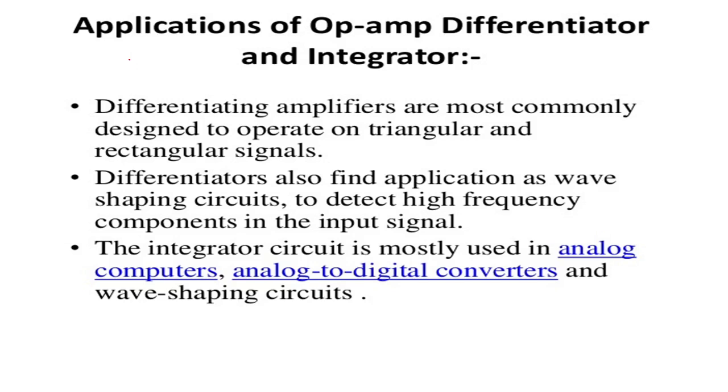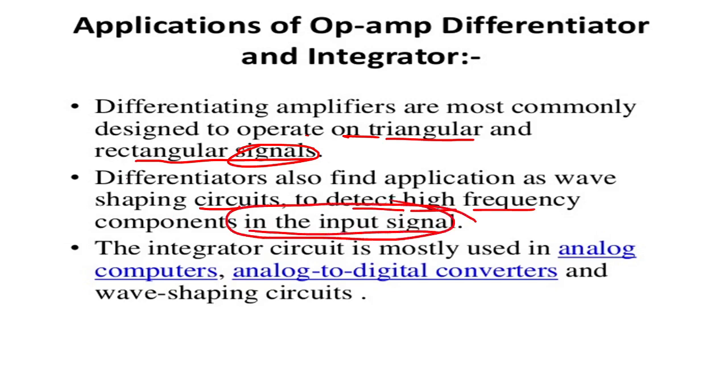So what are the applications of the differentiator and integrator? Differentiator amplifiers are most commonly designed to operate on triangular and rectangular signals. Differentiators also find application as wave shaping circuits, to shape the waveform, and to detect the high frequency components in the input signal. To detect low frequency signals we use the integrator circuit. The integrator circuit is most commonly used in analog computers, analog to digital converters, and wave shaping circuits.